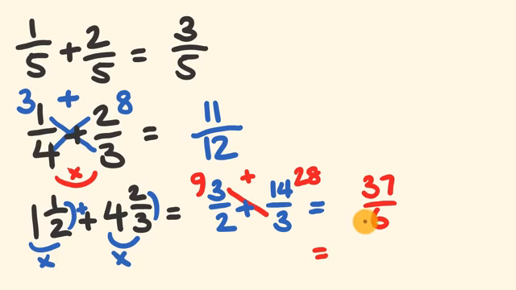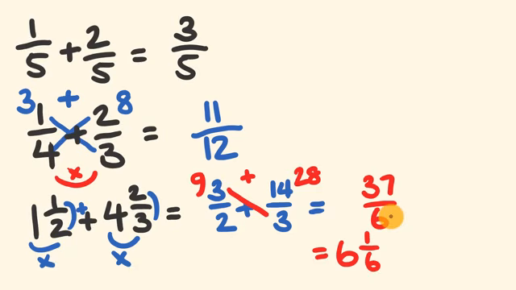So let's just do that. 37 divided by 6. Well, 6 6s are 36, so the answer is going to be 6, and there is 1 left over. This 1 goes over that 6 there, that same denominator there. Cool, that's how you go through and you add any fraction together.